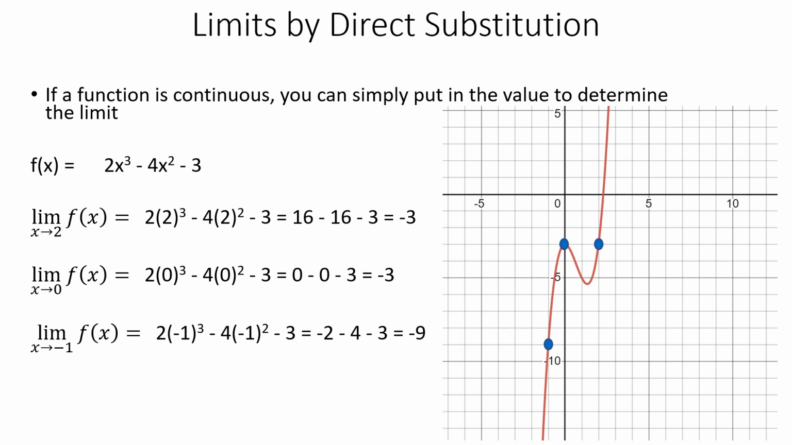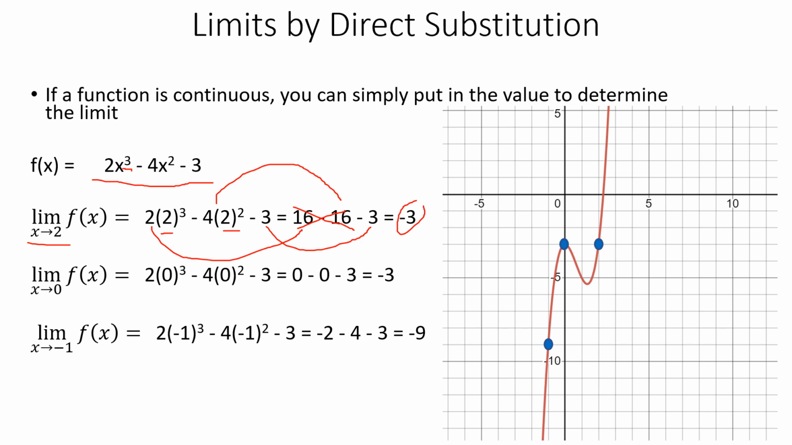Another example, this is a cubic function right here, referring to the cube, which is the highest degree. f of x equals 2x cubed minus 4x minus 3. As x approaches 2, I'm going to put in 2 for the x. 2 cubed is 8 times 2 is 16. Minus 4 times 2 is 8, and 16 minus 8... then minus 3 at the end of the equation. These cancel out. My answer is -3.